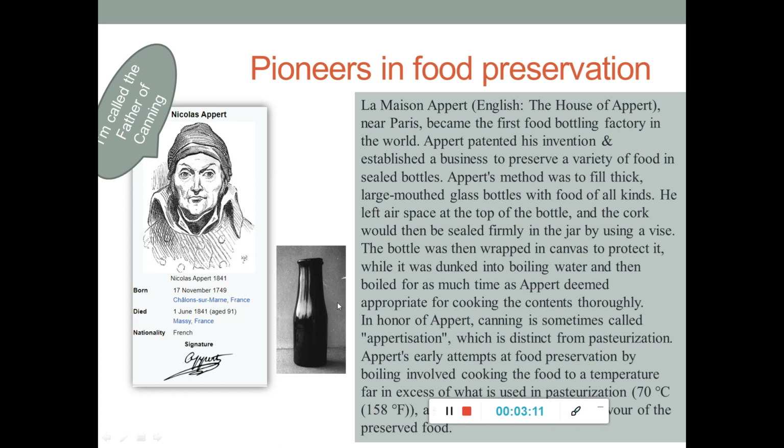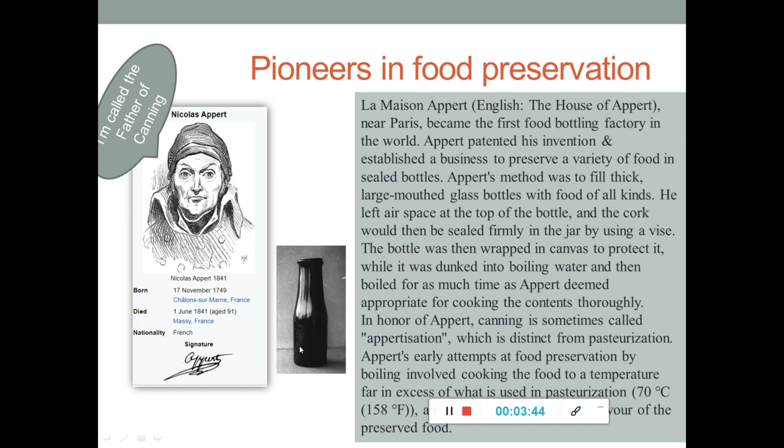In his technique, he used to fill this thick-mouthed glass bottle with food of all kinds, be it meat, cooked or unprocessed, whatever it was, and he left some airspace at the top of the bottle, and a cork could then be sealed firmly in the jar. Then the bottle was wrapped in canvas to protect it, and it was dunked into boiling water and boiled for as much time as Appert thought was good.